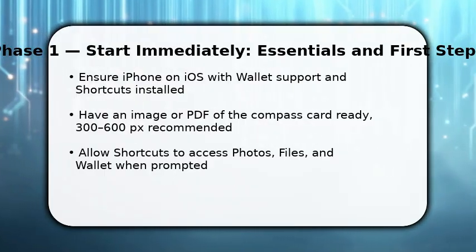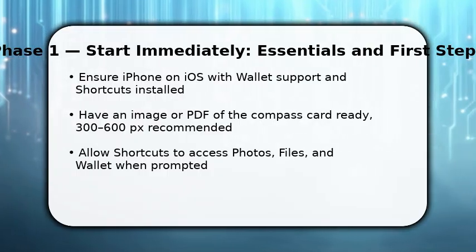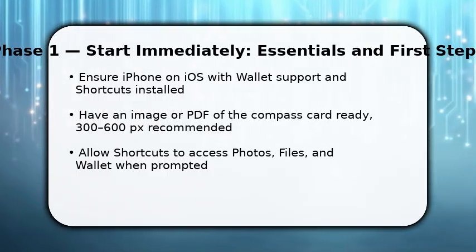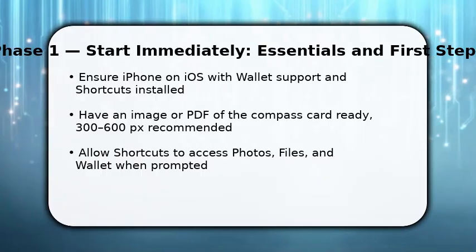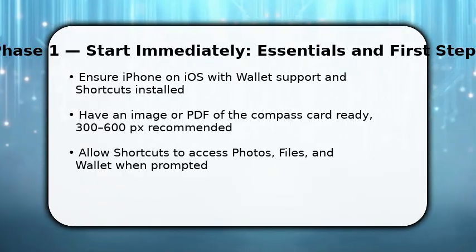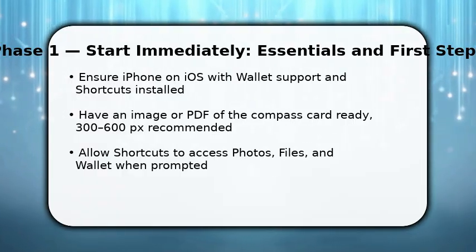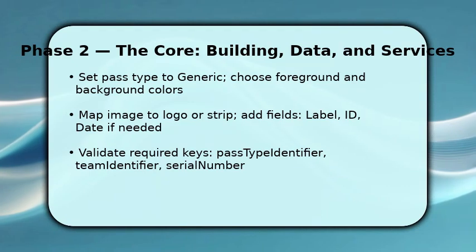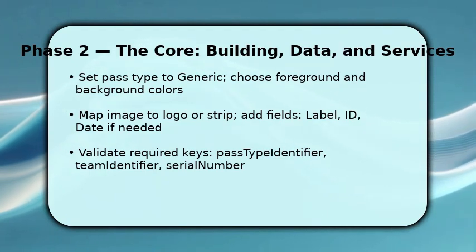Once added, configure pass type to generic and set the label to compass or similar. Make sure to attach your image, set colors, and add a unique ID field. This gets you immediately into the pass creation flow. Don't skip permissions. Once the skeleton is ready, fill the pass details precisely.